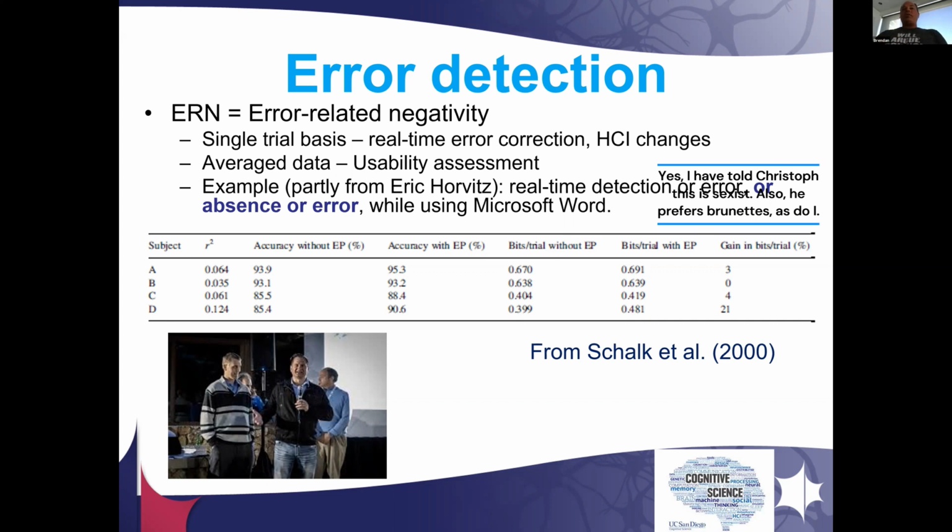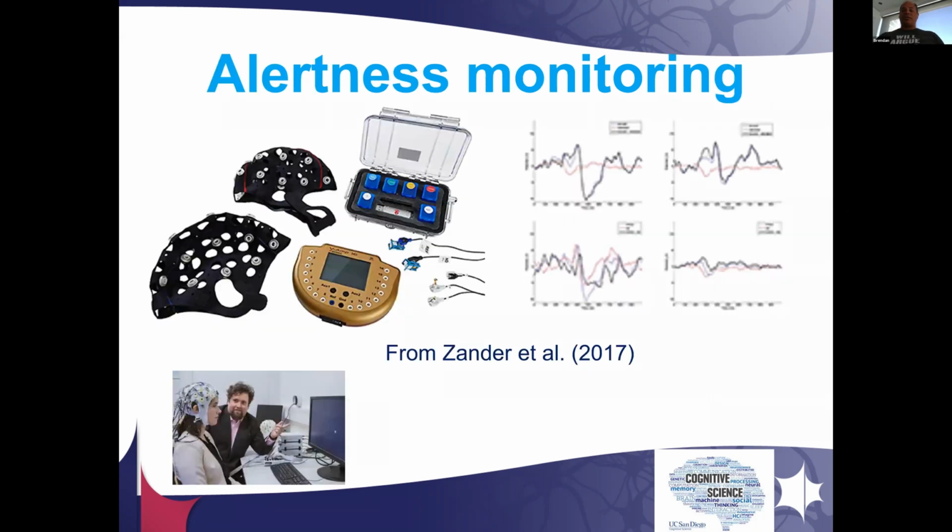And you can use a signal called the ERN, or error-related negativity, to identify if people think they just made a mistake. So you could use that to correct errors. The P300 can also index errors.